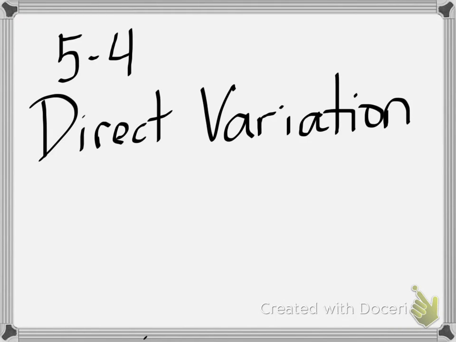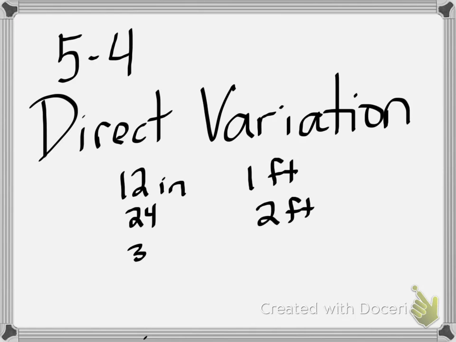Let's start 5-4, direct variation. Direct variation means one, whatever it is, varies directly with something else. So if I had 12 inches, that would be 1 foot. 2 feet would be 24. And 36 would be 3 feet, and so on and so on. That would be a direct relationship.